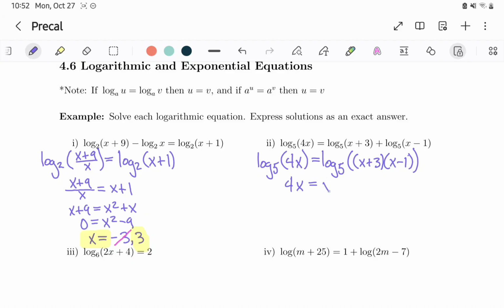By the way, foiling that out, we end up with x squared, and then 3x minus x, so plus 2x in total, and then 3 times minus 1, which is minus 3. So we have a quadratic. Let's get it in standard form by subtracting 4x from both sides, and we end up with 0 equals x squared minus 2x minus 3. The quadratic factors as (x minus 3) times (x plus 1). So this quadratic has two solutions, x equals 3 and x equals -1, but again we only want the positive solution, because we have log base 5 of 4x as one of our terms in the original equation, so -1 wouldn't be in the domain of that logarithm. We're just going to include the positive solution, x equals 3.